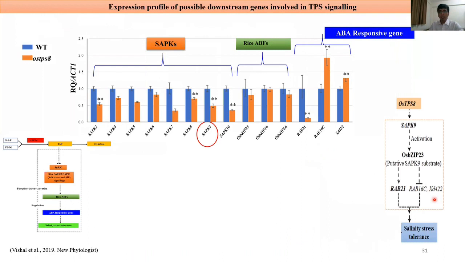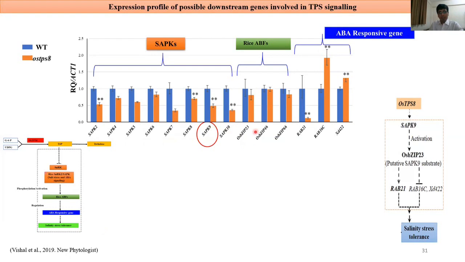To know more about the players involved in this signaling mechanism, we did the gene expression analysis of the players in these modules. So we first tested the expression level of all the SAPKs in the rice, and we found that the three SAPKs, SAPK8, 9, 10, that belong to subclass 3 of the SnRK2 are significantly reduced in the mutant line because of the loss of function of the OsTPS8. So that comes in this module. And then we also tested the expression of ABFs.